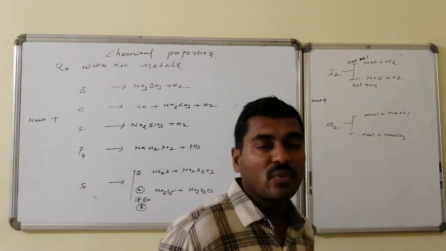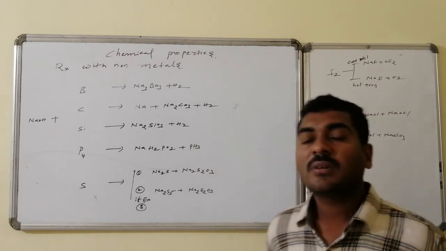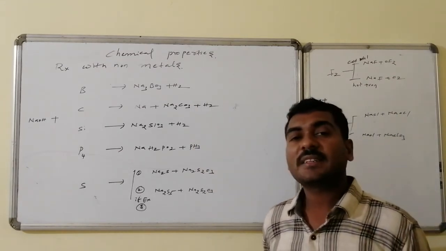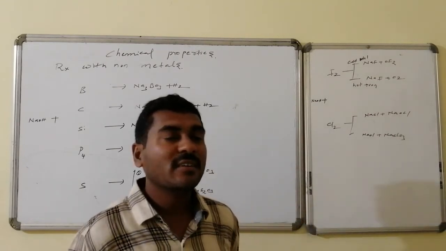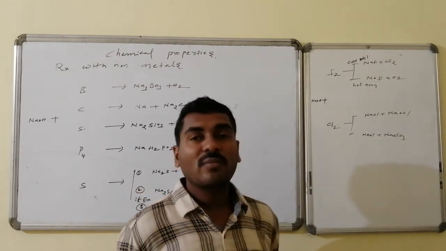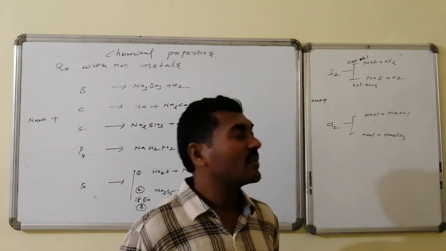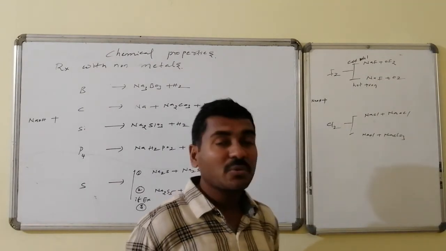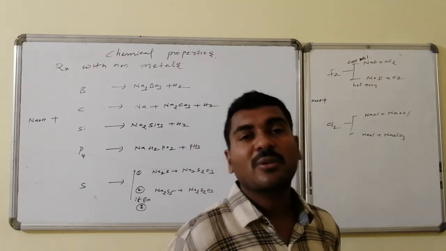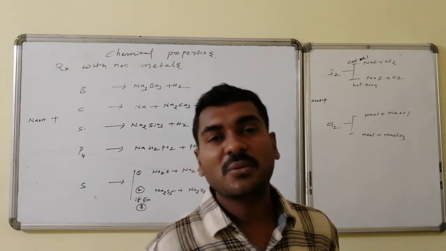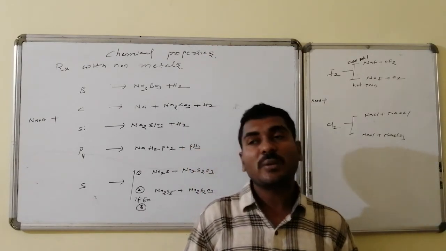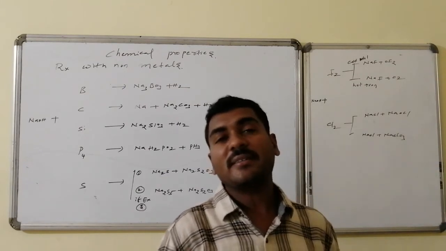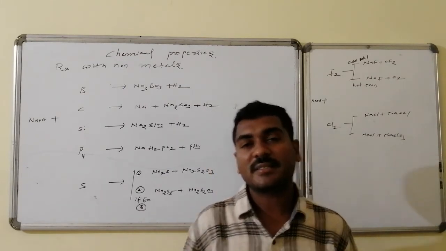On reaction with fluorine, it gives sodium fluoride followed by oxygen difluoride under cold and dilute conditions. Whereas if it is hot and concentrated, sodium fluoride followed by oxygen gas formation takes place. With respect to chlorine, it gives sodium chloride and sodium hypochlorite under cold conditions. Whereas under hot conditions, it gives sodium chloride and sodium chlorate, NaClO3.